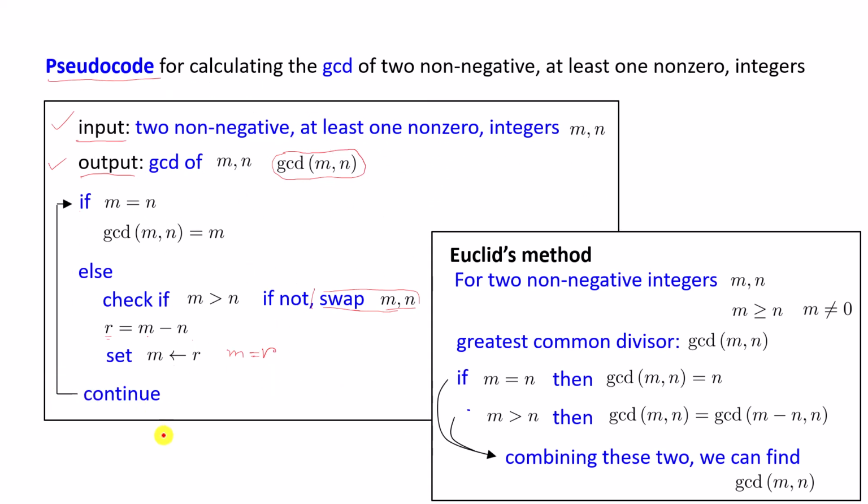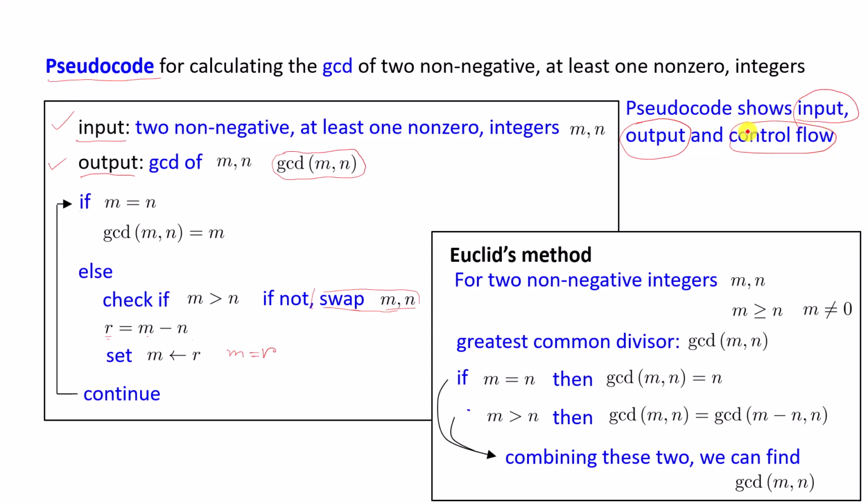So this pseudocode, now we want to improve it, and once we have improved this to our satisfaction, we will make an actual program out of this. So the basic structure of a pseudocode is that it must show the input, the output, and the control flow, means the if, while, or for type loops. Okay.